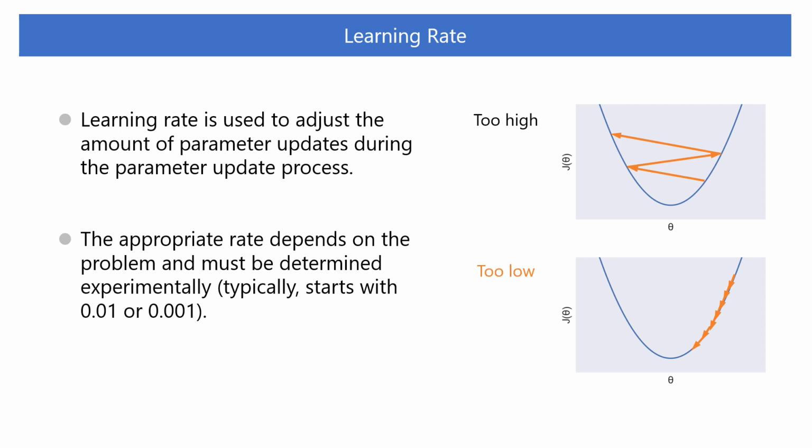On the contrary, if the learning rate is too low, the parameter updates will be very small, requiring a very large number of iterations to reach the optimal value. This leads to a very slow learning process and large computational costs.